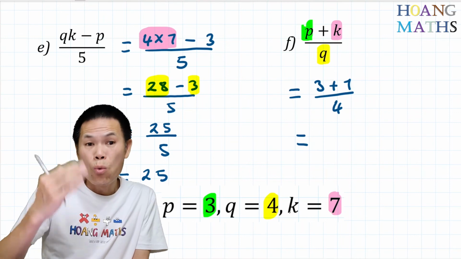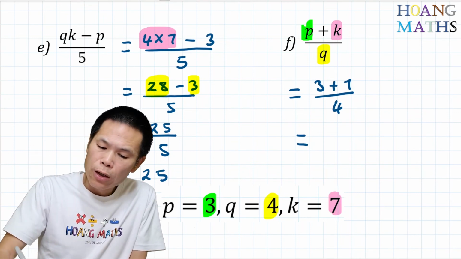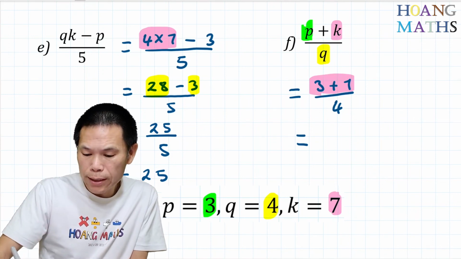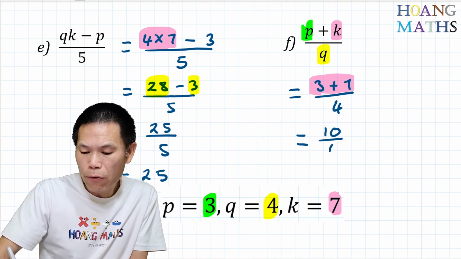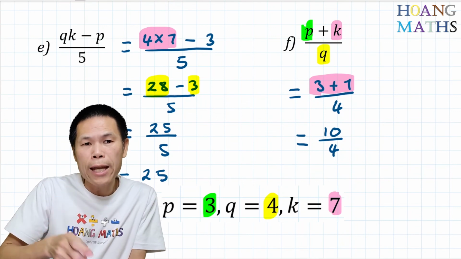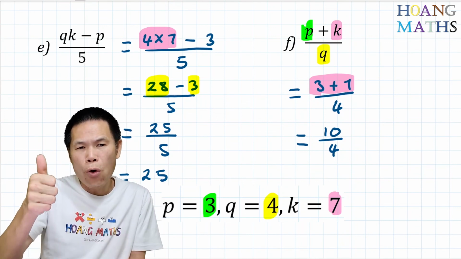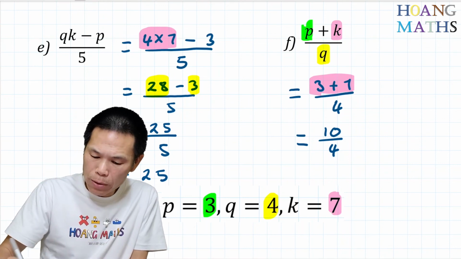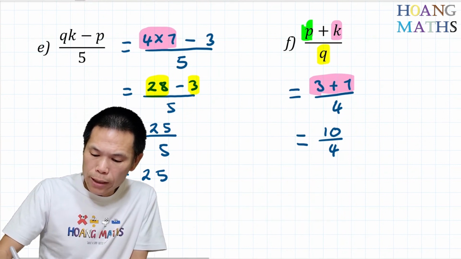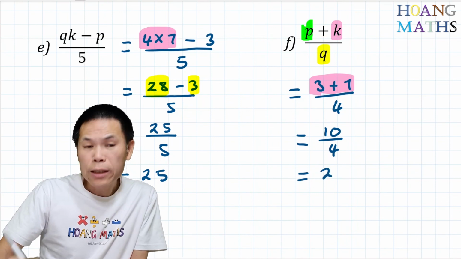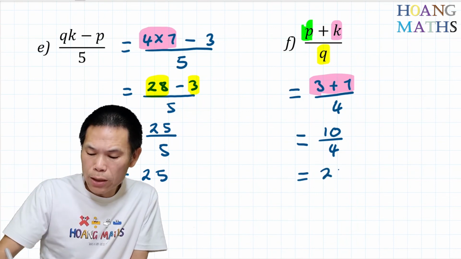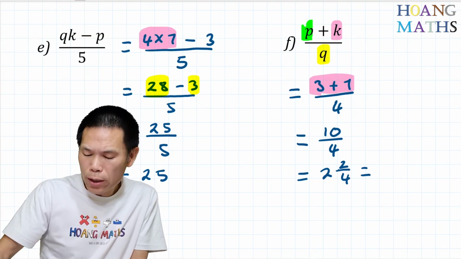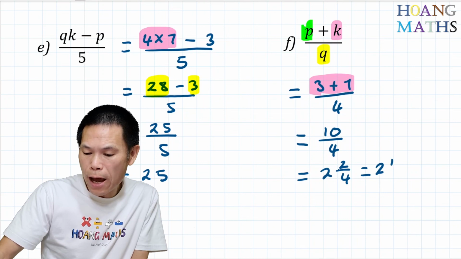And we have to work out the top first, the numerator if you like. So 3 plus 7 is 10. And that's 10 over 4. And we know that 4 goes into 10 twice because 4, 8. Okay, so remainder 2. So let me just write down here. So that is equal to 2 and 2/4 because the remainder is 2. So 2 over 4. But then don't forget 2 over 4 is a half. So 2 and a half.